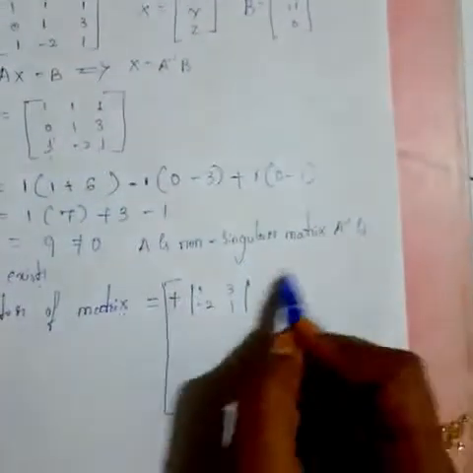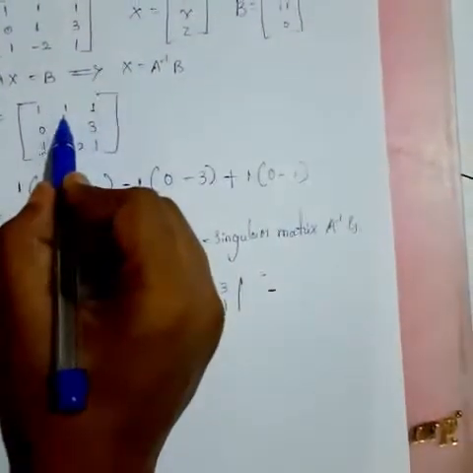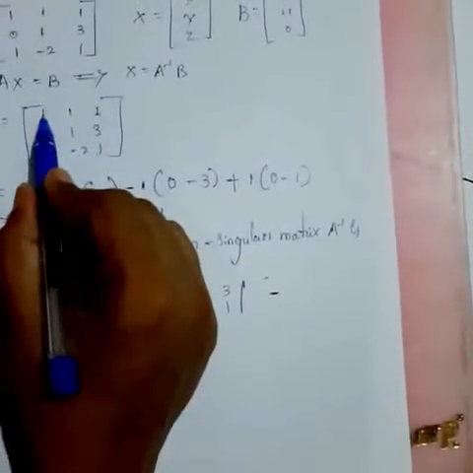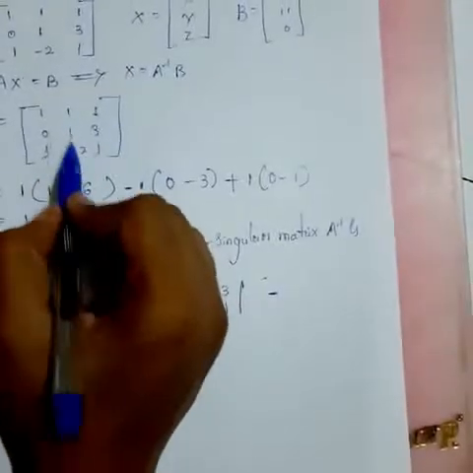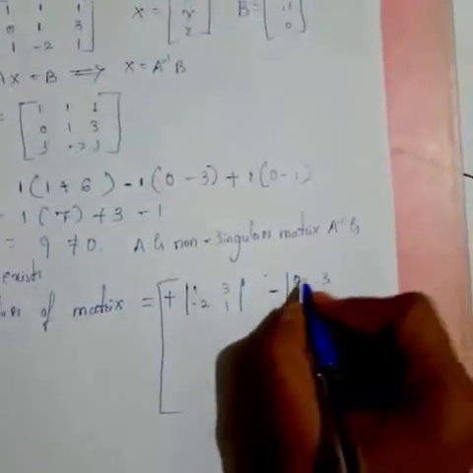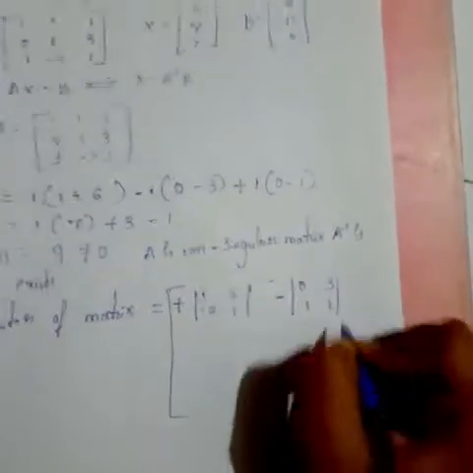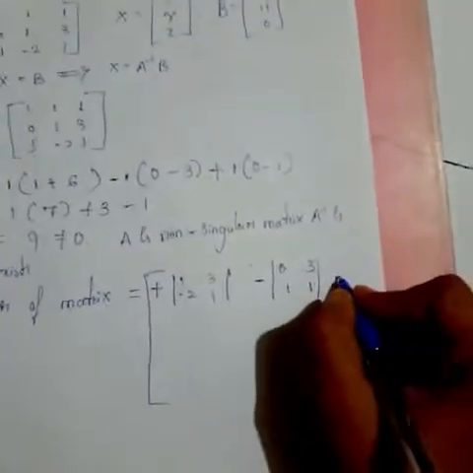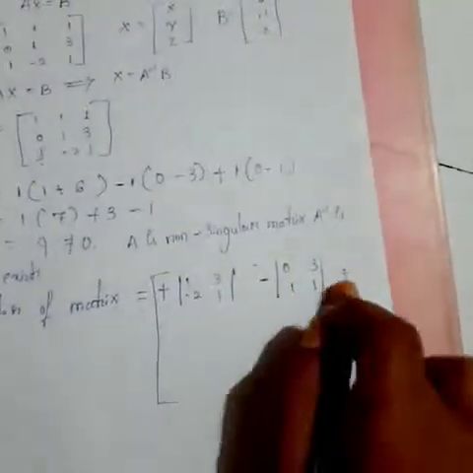The negative, the second element is nothing but A12. A12 means we have to remove the first row and second column. You will get what here? The remaining elements: 0 3 1 and 1. Similarly, you have to put the alternating sign: plus, minus, plus.